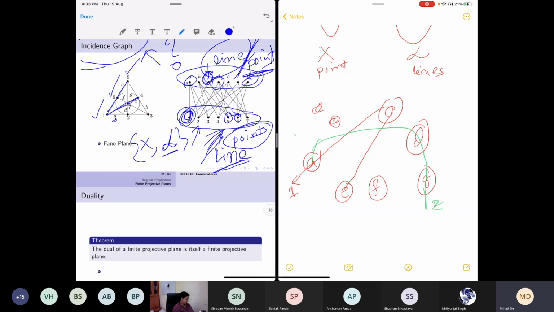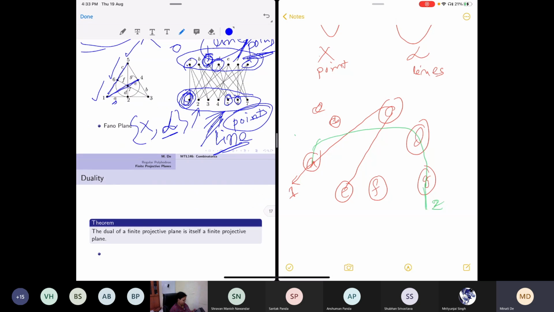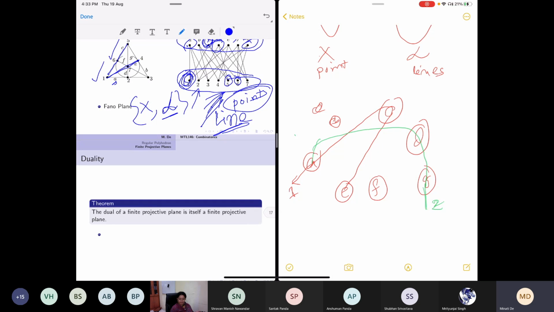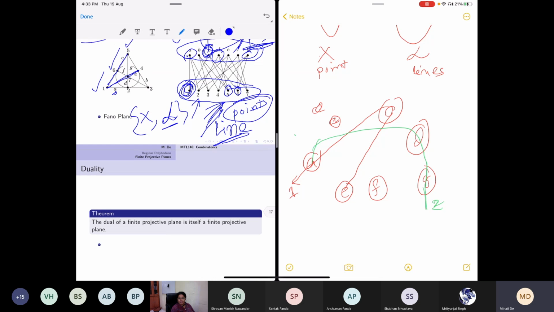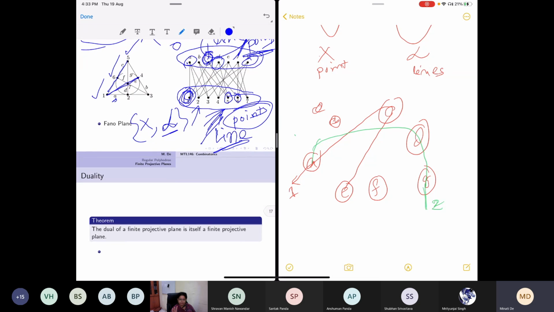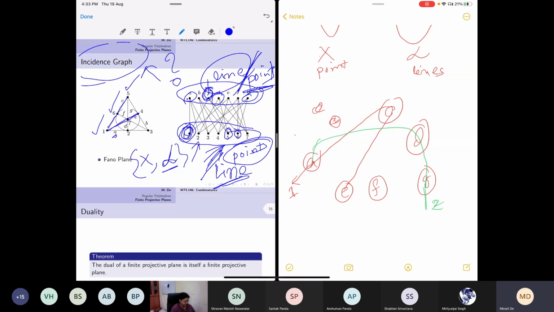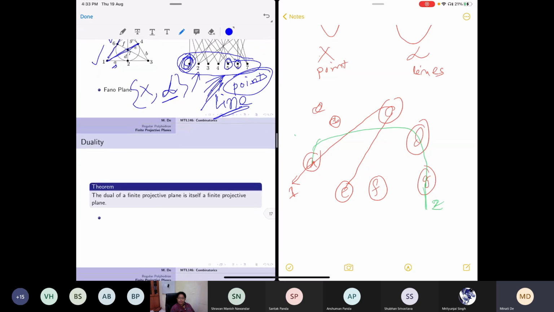Now this is my big claim: the dual of a finite projective plane is again a finite projective plane. I hope you have understood the dual of a finite projective plane. Is there any question on that? I think the point is clear: given any finite projective plane, I am changing the role of line to point and the role of earlier point to line, maintaining the incidence graph appropriately. Then that would be my dual.